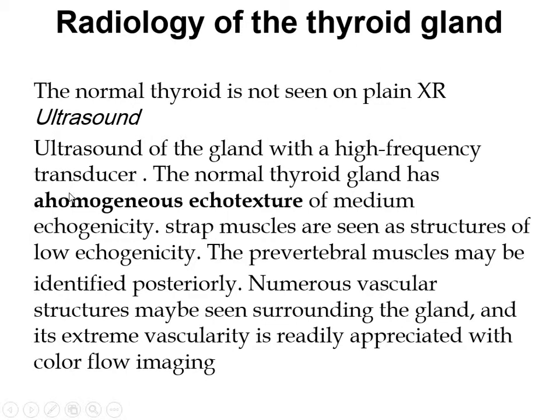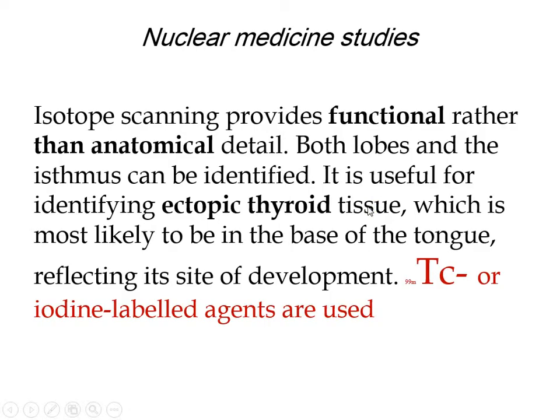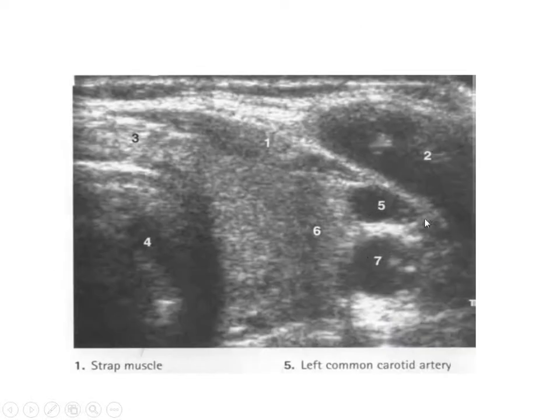The ultrasound of the gland uses a high frequency linear probe. It is homogeneous, with medium echogenicity and echotexture. This is the isthmus, this is the left lobe, and lateral to it there is the carotid sheath. This is the sternocleidomastoid, and this is a strap muscle.